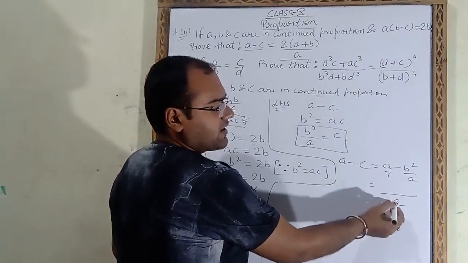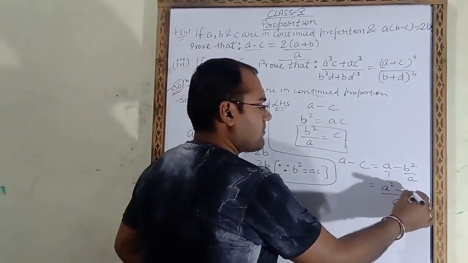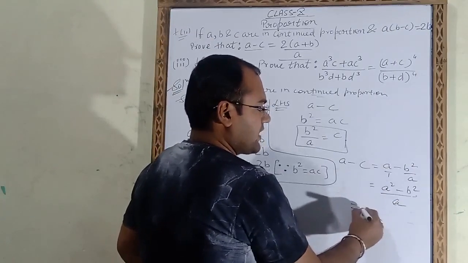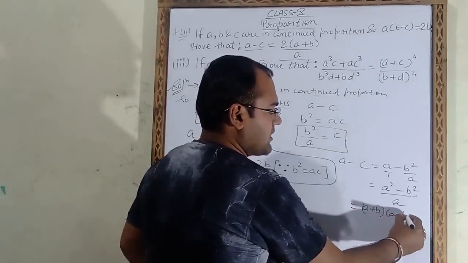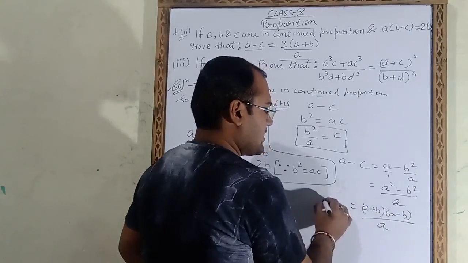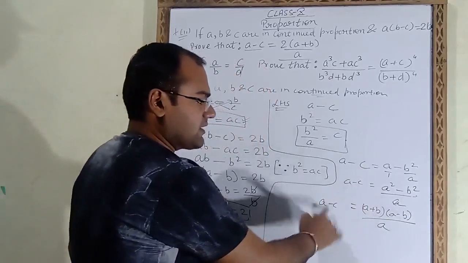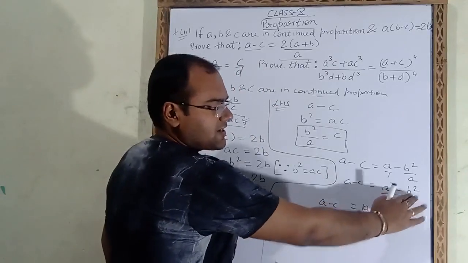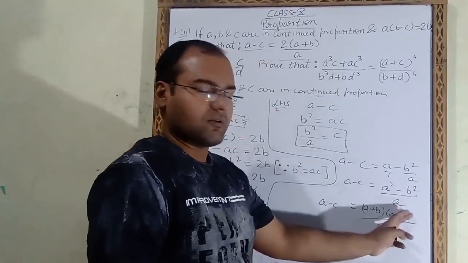One table we will read, how many times A will come? 8 times. A into A will become A square minus A into 1, A into B square will be B square. That means A plus B, A minus B upon A is the answer of A minus C. Left hand side is A minus C. We are solving it. On solving it we get A square minus B square. This is the identity. A square minus B square is A plus B, A minus B.